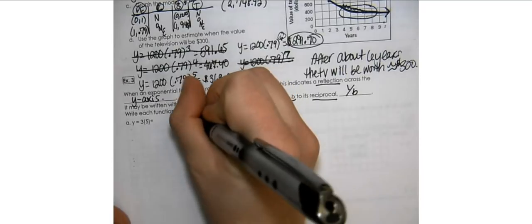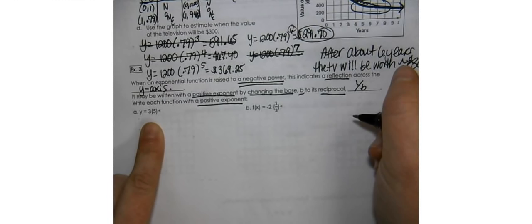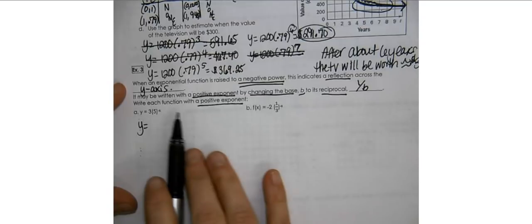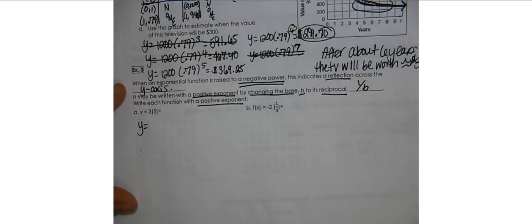So that's exactly what we're going to do for letter A and letter B. We're going to write each function with a positive exponent. So right now we have y is equal to 3 times 5 to the negative x power. So we're going to take the reciprocal of our base. In the event that you have a negative exponent, you're going to write your base using a reciprocal. So we still have 3, but my base of 5 is going to be written with a reciprocal of 1 over 5 raised to the positive x power.